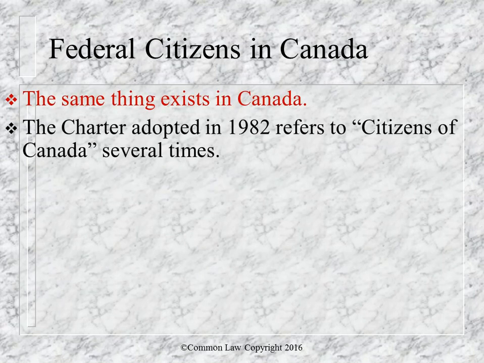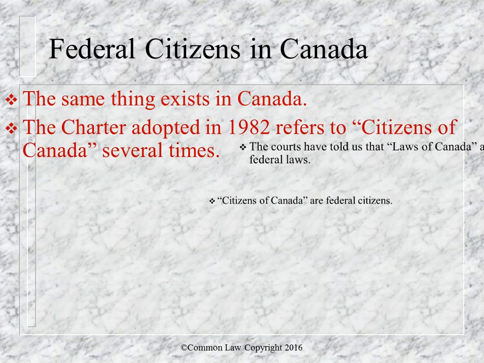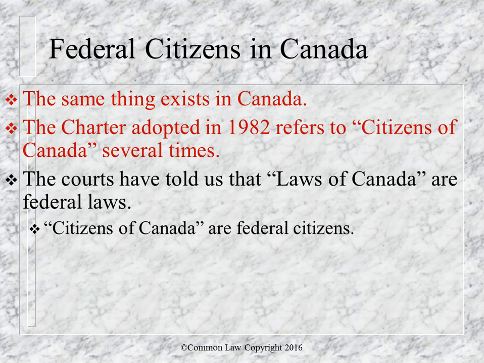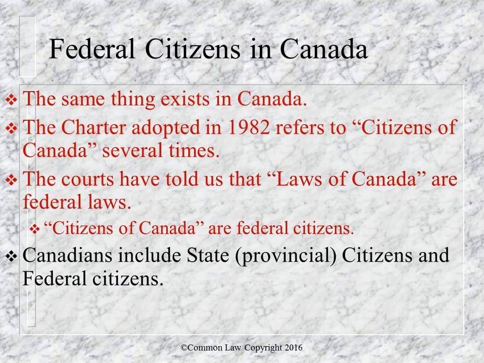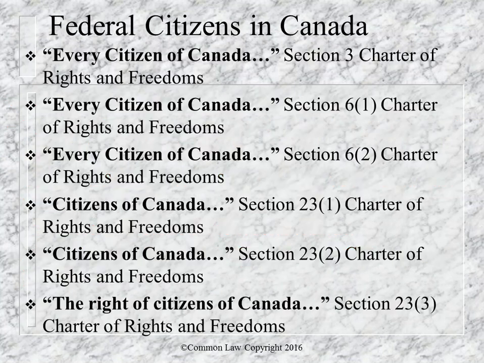So, federal citizens, it exists in Canada too. The charter adopted in 1982 refers to citizens of Canada several times. The courts have told us the laws of Canada are federal laws. Citizens of Canada are federal citizens. Canadians also include state citizens and federal citizens. Federal citizens of Canada and the Charter of Rights and Freedoms. It talks about citizens of Canada all over the place.